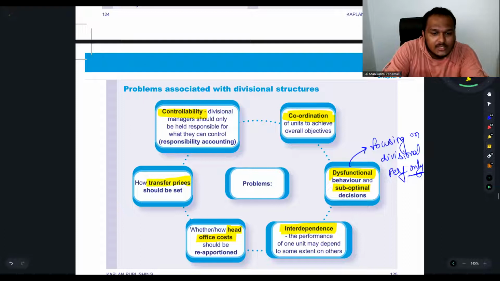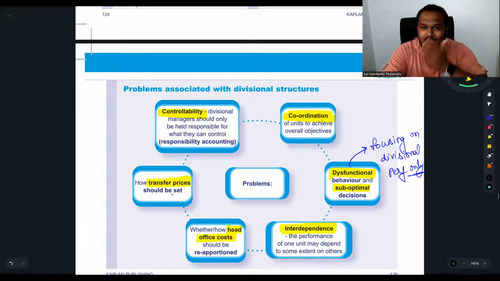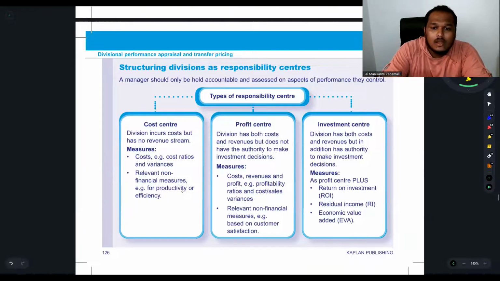Then how transfer prices should be set. Transfer pricing, we'll discuss along with the chart. Then different types of responsibility centers. You have your cost centers, you have your profit centers, you have your investment centers.